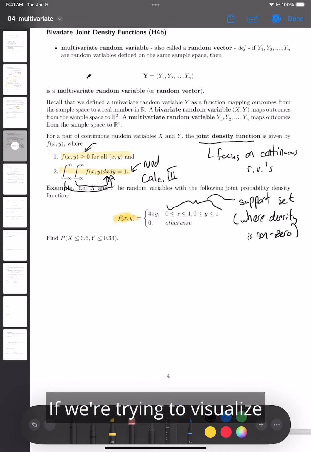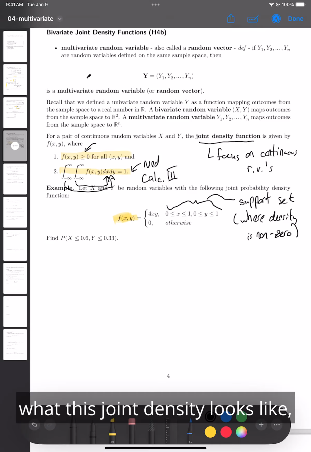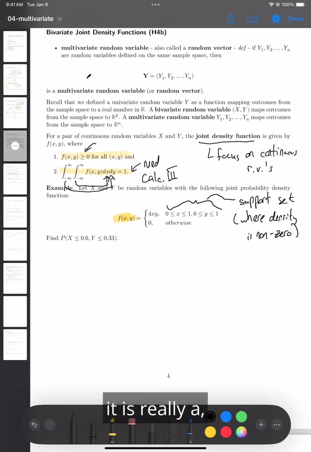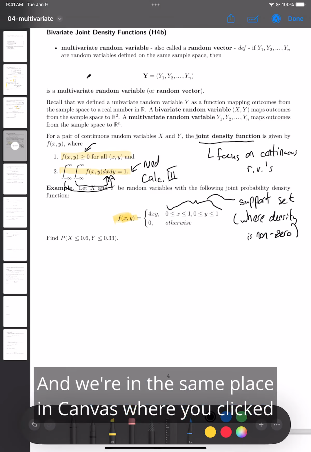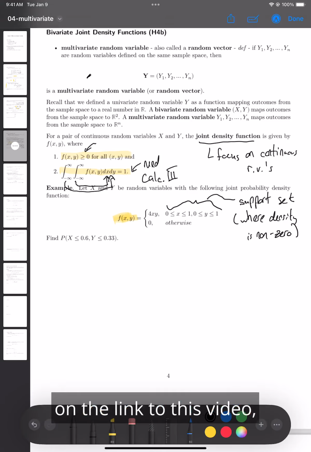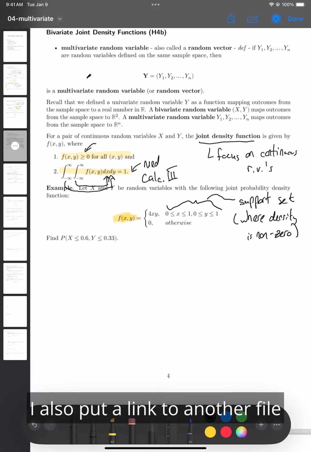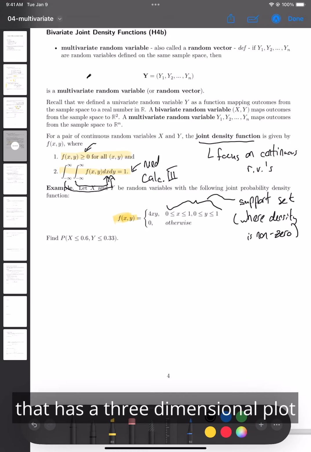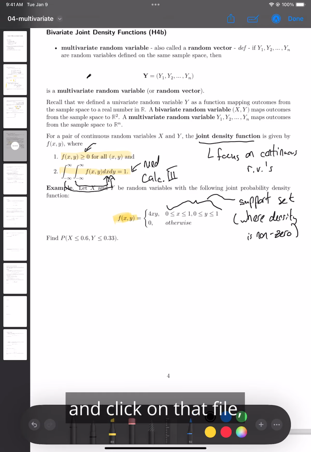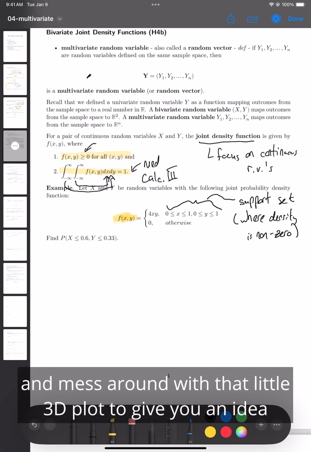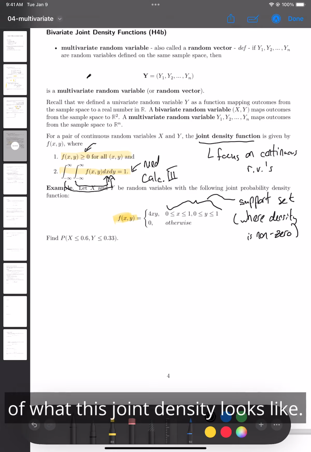If we're trying to visualize what this joint density looks like, that can be done with a three-dimensional plot. And we're in the same place in Canvas where you clicked on the link to this video. I also put a link to another file that has a three-dimensional plot. And I'd like you to pause the video now and click on that file and mess around with that little 3D plot to give you an idea of what this joint density looks like.